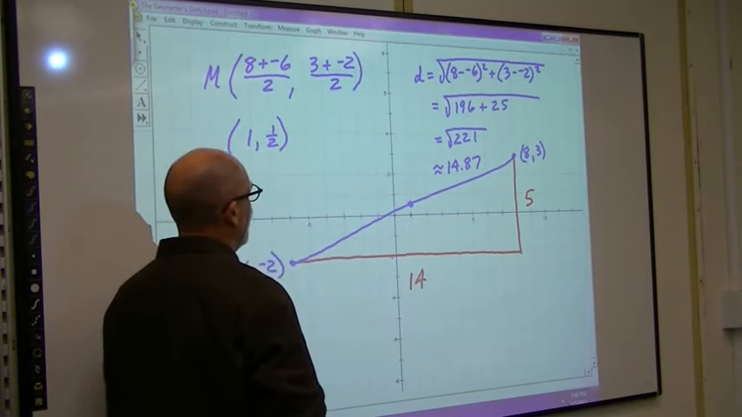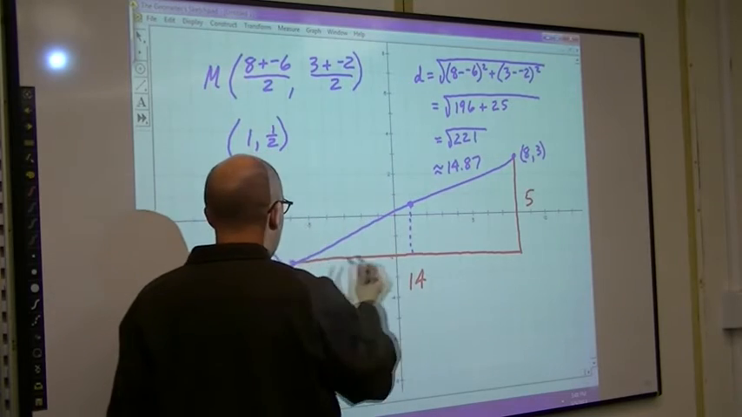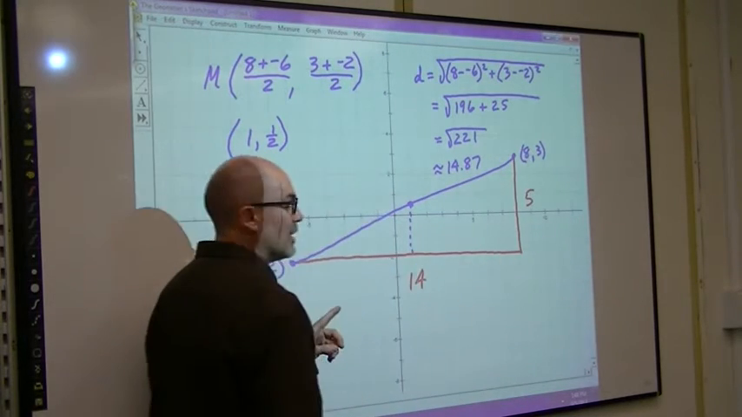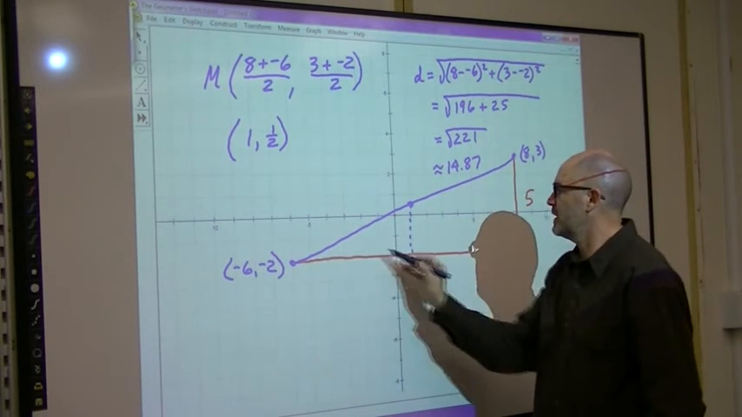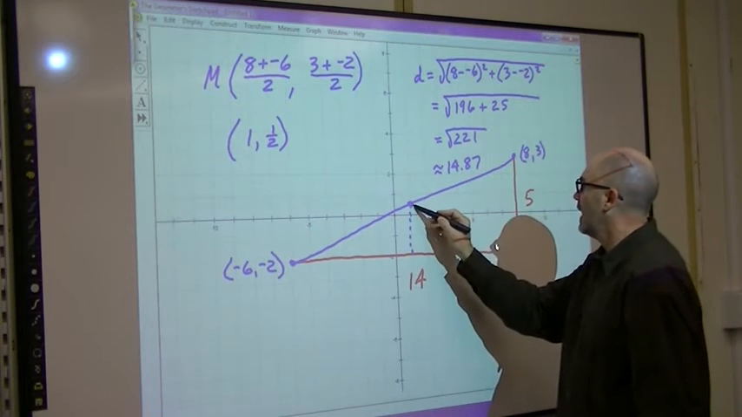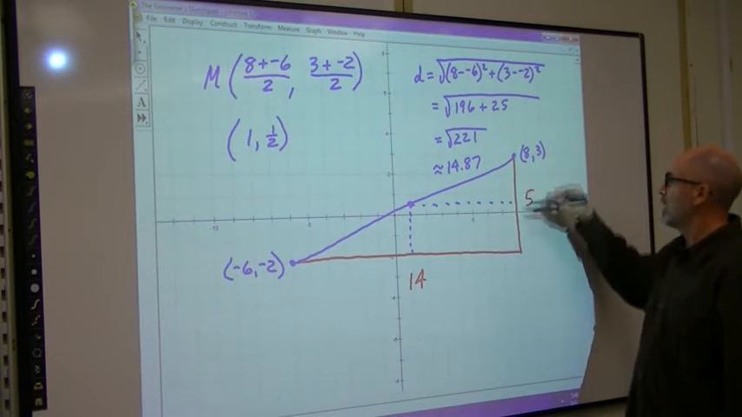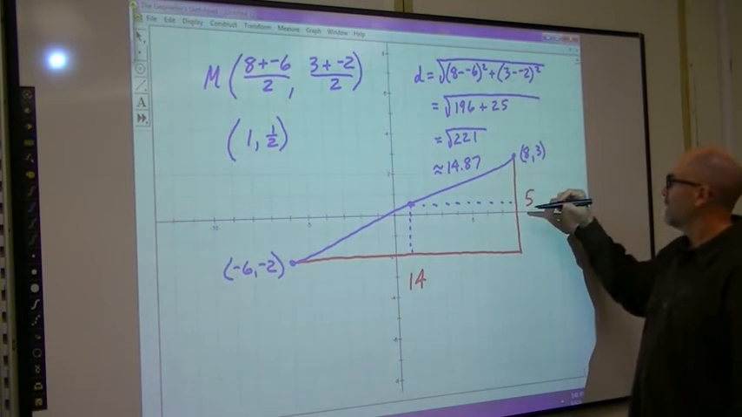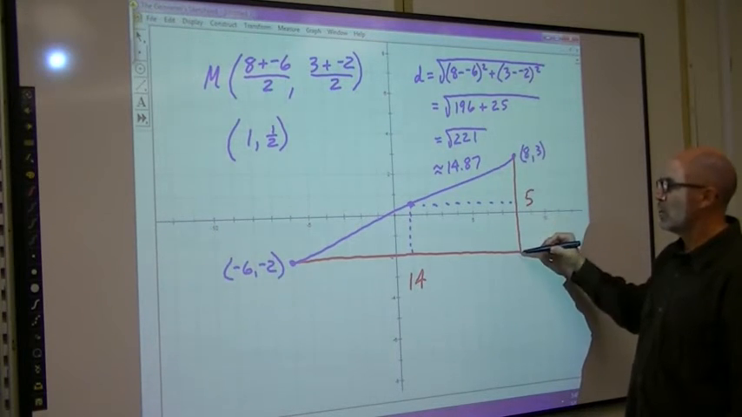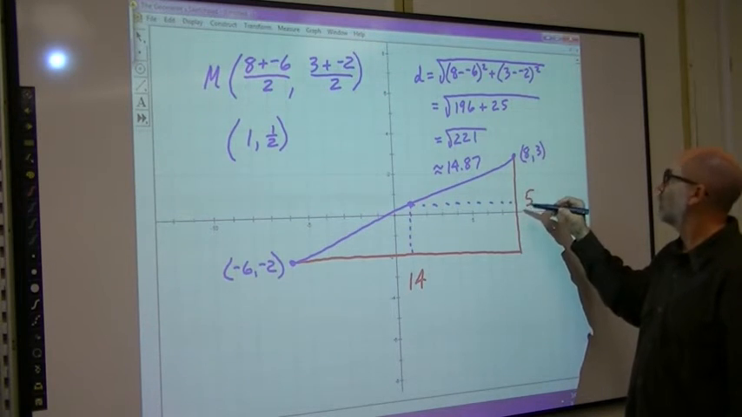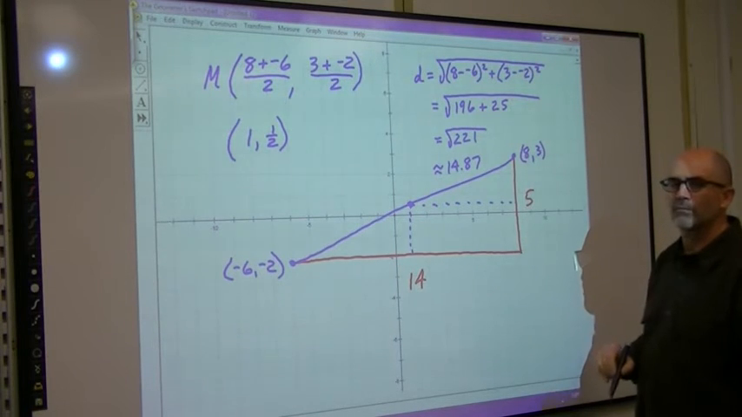is the midpoint of this entire thing, because 1 is halfway along the horizontal line, and because you basically have 6 plus 1 is 7, that's half of 14, and then 1/2 would be the midpoint of the vertical line, which is half of 5 is 2 1/2, so 2 1/2 down from 3, or 2 1/2 up from negative 2. That's it.